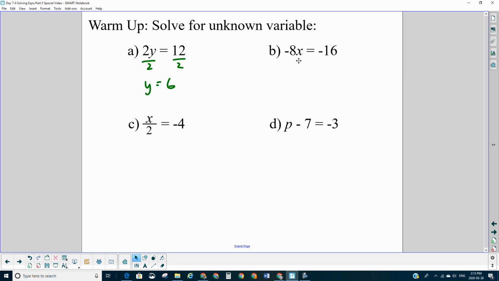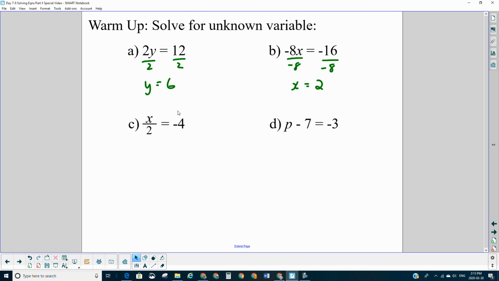Same thing here, the rules don't change if I have a negative. We still have negative 8x, which means negative 8 times x. So the opposite operation is to divide. But be careful, we have to divide both sides by negative 8. So on the right-hand side, we have negative 16 divided by negative 8, which means x equals positive 2, because a negative divided by a negative is positive.